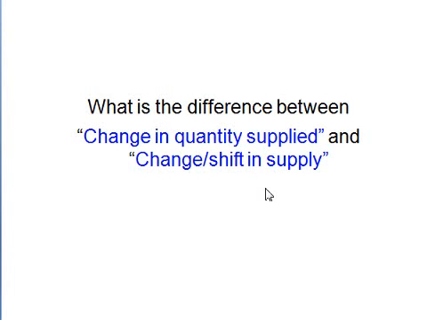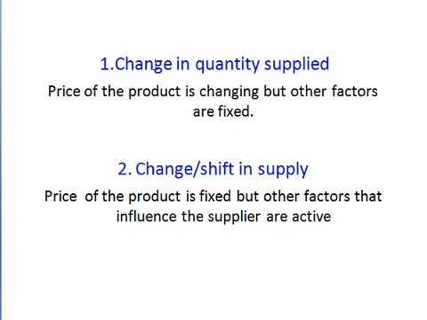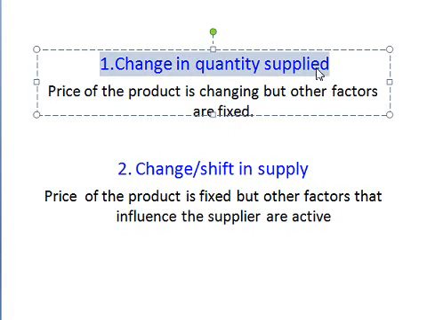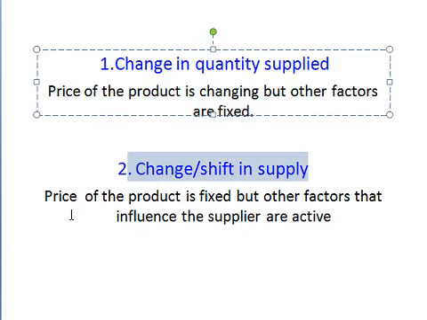Now today, what is the difference between change in quantity supplied and change or shift in supply? Okay, so the first one, change in quantity supplied. What is it? Here the price of the product changes, but other factors that can influence a supplier are assumed to be fixed.